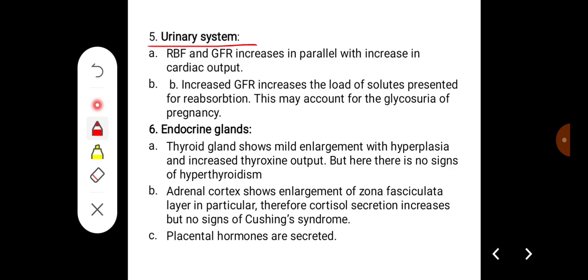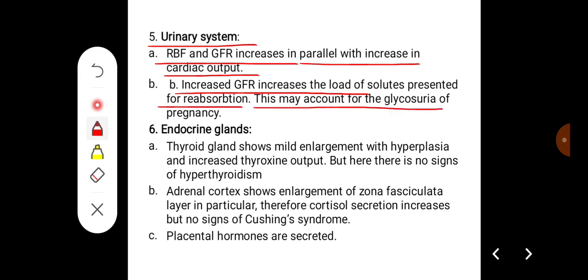Effect on the urinary system: renal blood flow and glomerular filtration rate increase in parallel with increase in cardiac output. There will be increased GFR, which lowers the solutes presented for reabsorption, and this may account for the glycosuria of pregnancy.